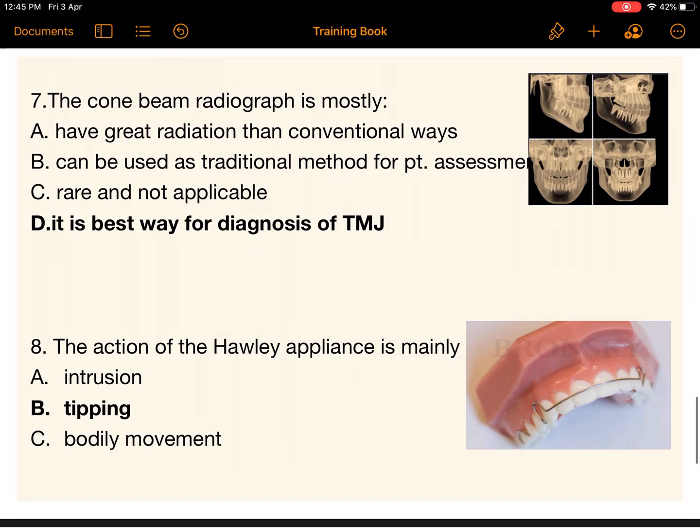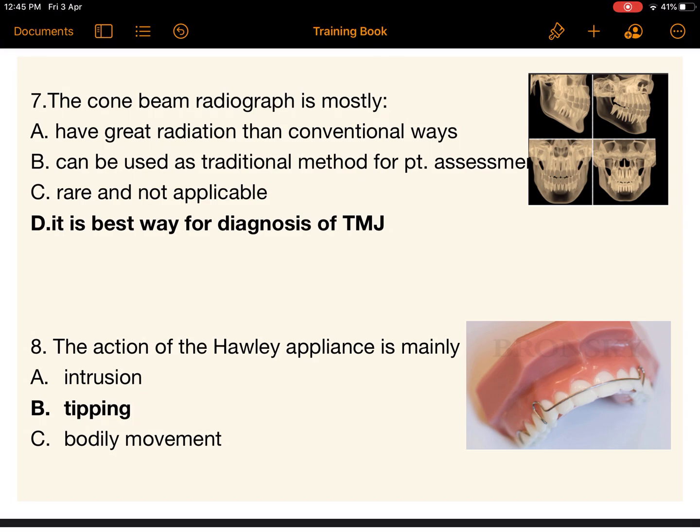Okay, the next question would be: the cone beam radiograph is mostly used to find the diagnosis for TMJ disorders. So as you can see in the picture, that is the cone beam radiograph, and the best answer would be the option D.